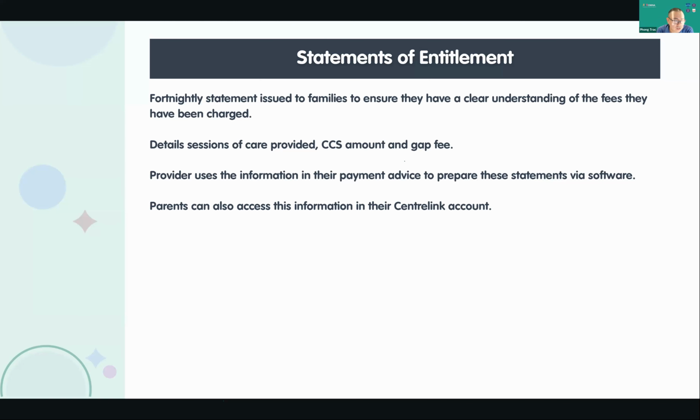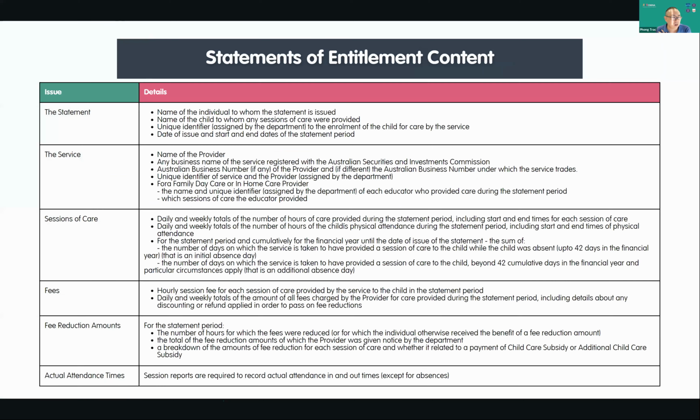Hopefully that makes sense. Now on the following slide, I've got a list of all the things that need to be included in the statement of entitlements. We won't go through them in specifics, but the statement itself needs to include the name of the individual, the name of the child, the date of the issue. It's got to have the service details, so the name of the service. It's got to outline the sessions of care, the fees, and any reduction amounts or fee reduction amounts. It includes discounts and things like that. And then it's also got to include the actual attendance time.